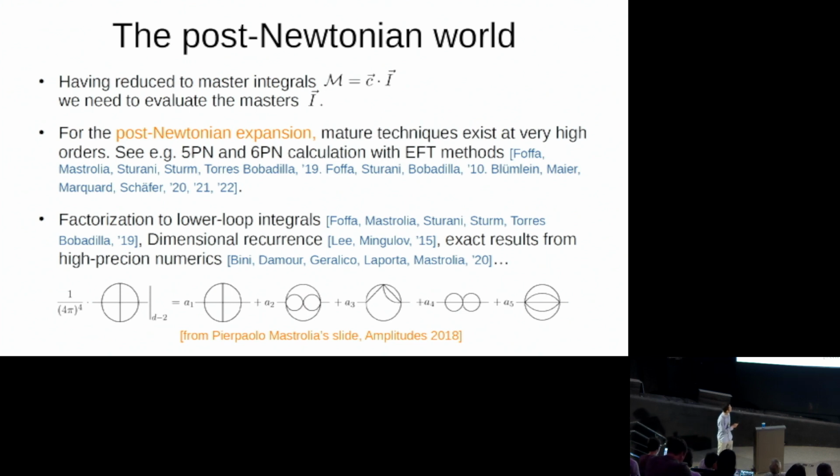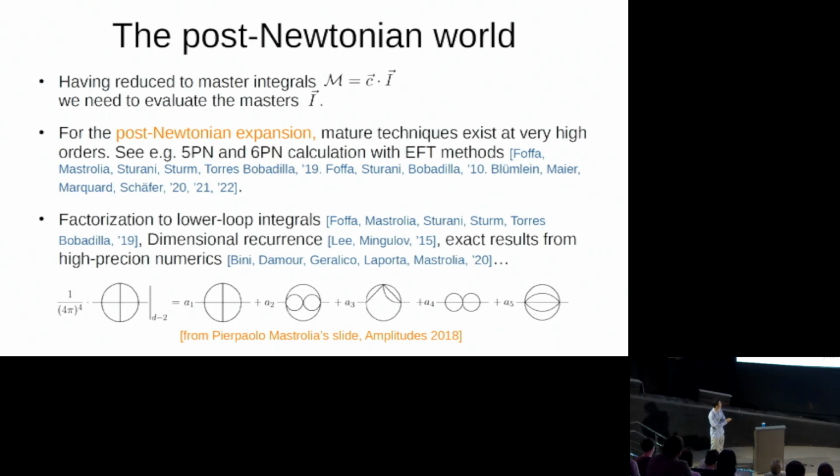For the post-Newtonian expansion, the techniques have been extremely well developed to very high loop orders. For example, you have these impressive 5-loop and 6-loop calculations by several groups, involving people in the audience like Ricardo, and also another group by Johannes Blümlein et al. So people have developed many useful techniques. For example, in the static limit, in the odd post-Newtonian power, there are methods to factorize the integral into lower loop integrals that are easier to evaluate.